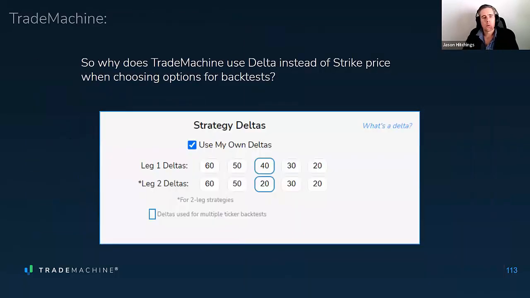So we're starting to get a better sense of delta and implied volatility, or you're getting a refresher if you knew all this stuff already. So one question is, why does TradeMachine choose to use delta when it's simulating its options? I mean, most people, when they're thinking about trading, they're not necessarily thinking about buying the 40 delta call. They're thinking of buying a call that's $5 out of the money.